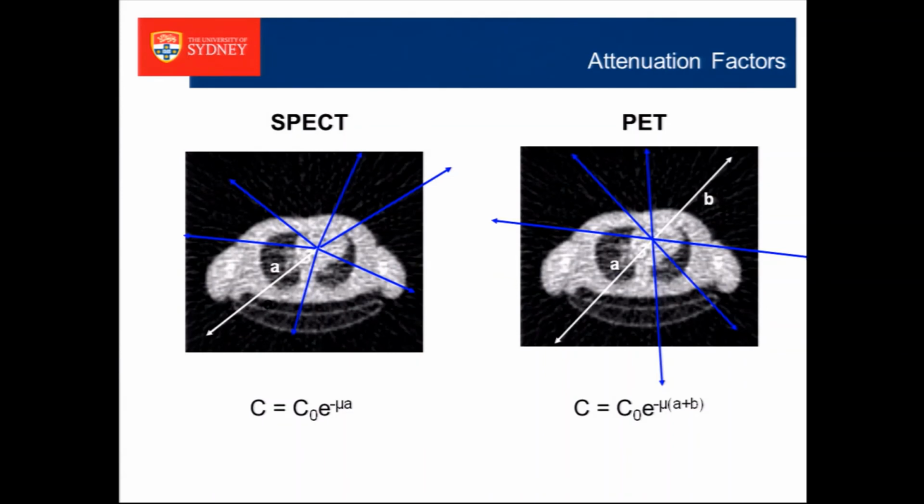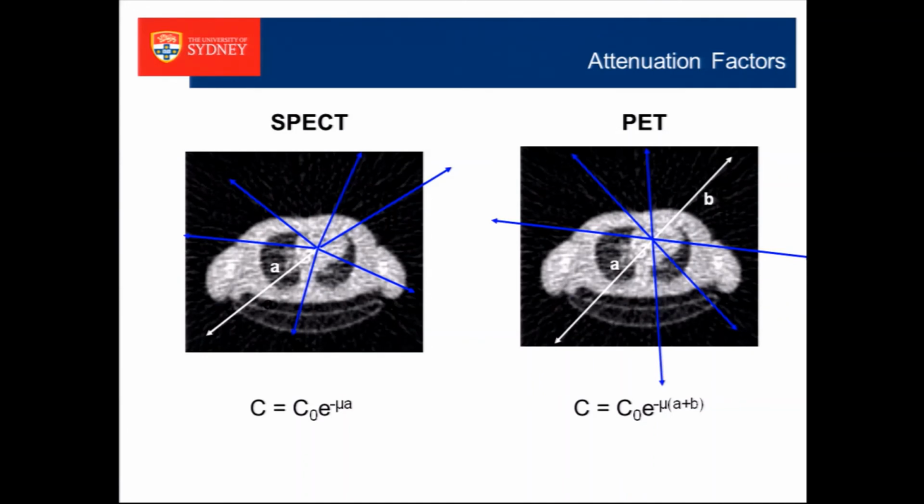So they give rise to attenuation, which is a diminution of the signal due to absorption within the patient. So in SPECT, if we have a source of activity here and a gamma ray traveling out along this white line, the count rate on that line, C, will be related to the emission count rate internally by this equation, where mu is the linear attenuation coefficient and A is the distance or the path length through the body.